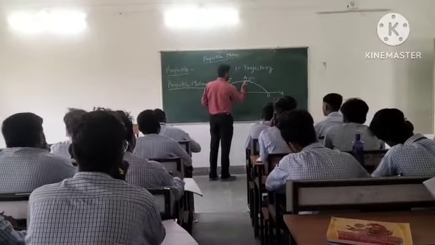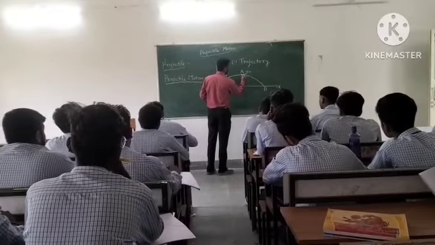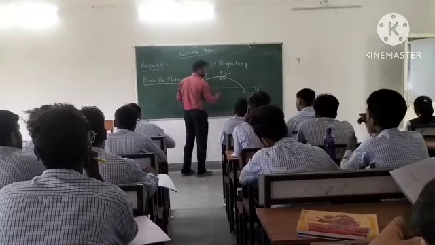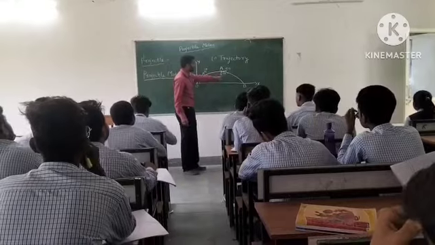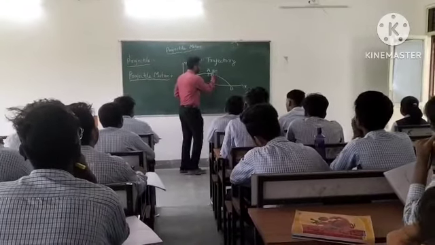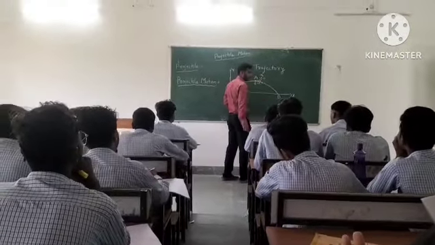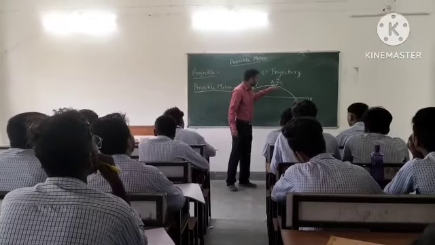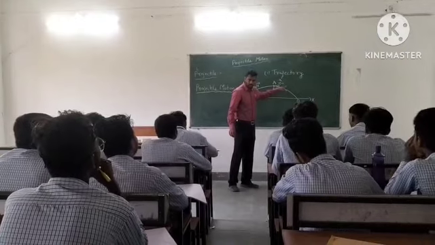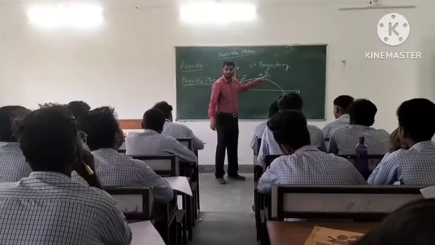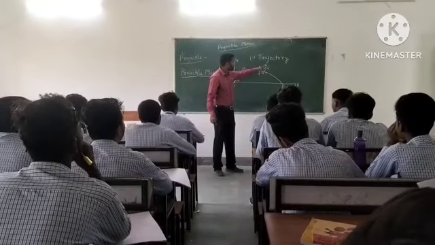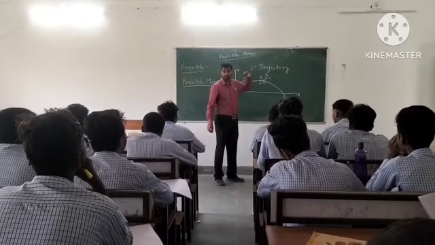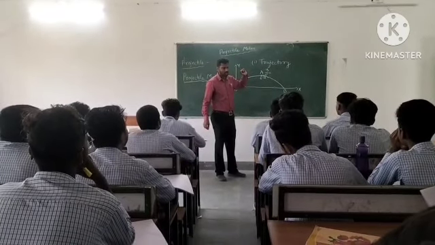Suppose at this point, 2 components are there. Velocity is v. At point A, the velocity is v, so it will have 2 components: one is vx, one is vy. Vx is the velocity along the horizontal direction. Vy is the velocity along the vertical direction.